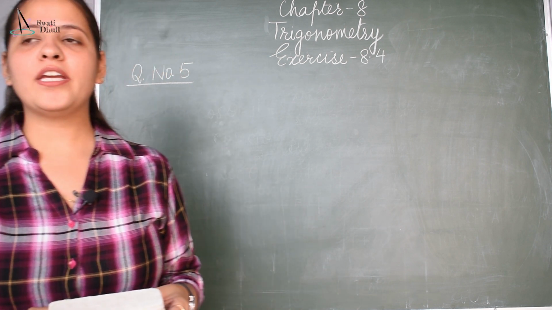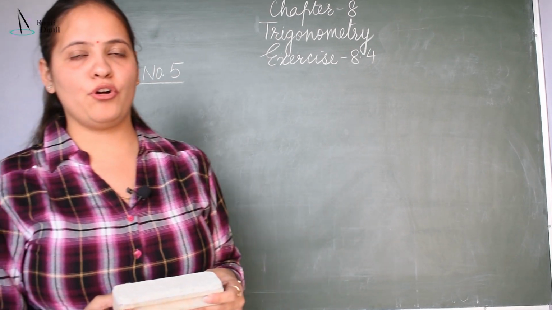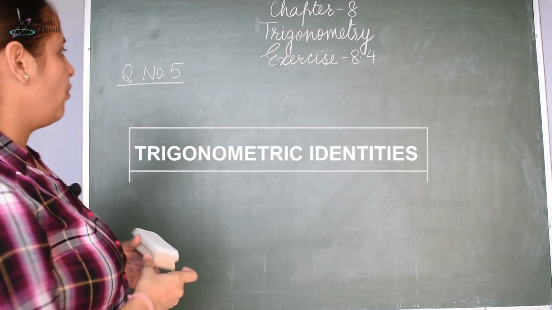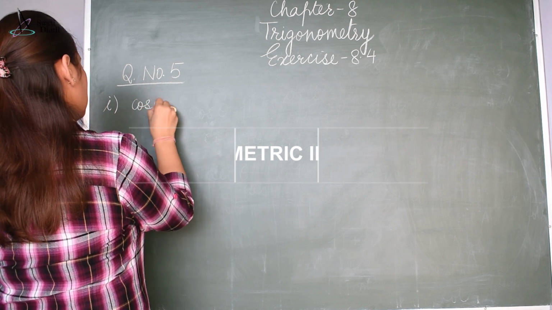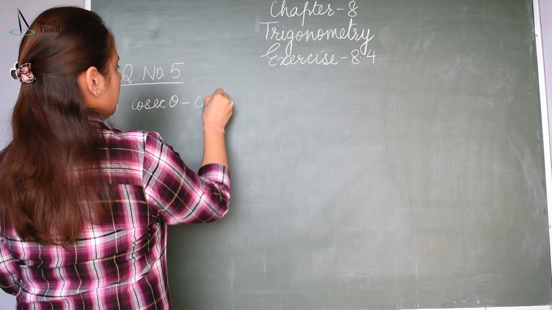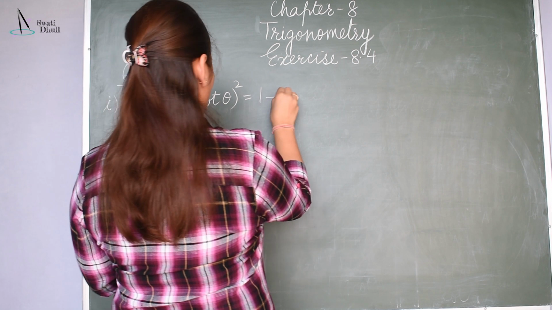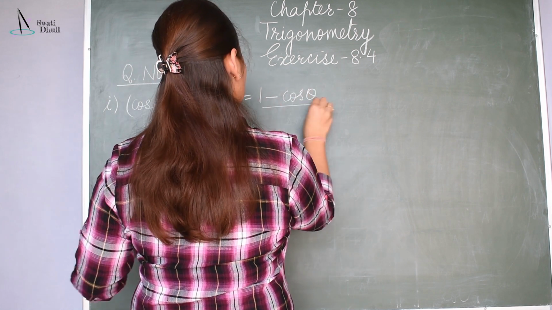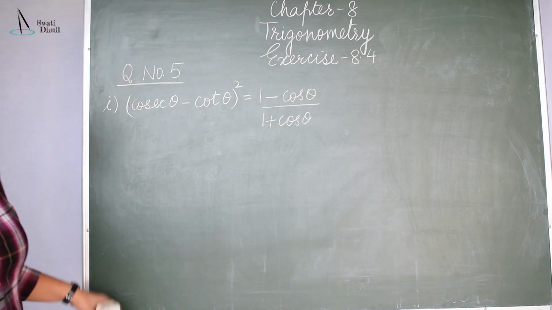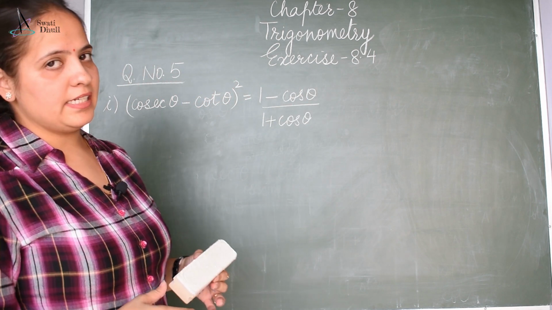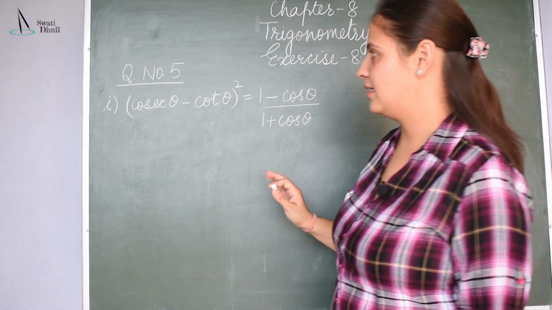Swati. Today we are going to discuss question number 5 of exercise 8.4 of class 10. So your first part is: (cosecant theta minus cot theta) whole square is equal to (1 minus cos theta) upon (1 plus cos theta). You have to use trigonometric identities and prove this by using those identities.